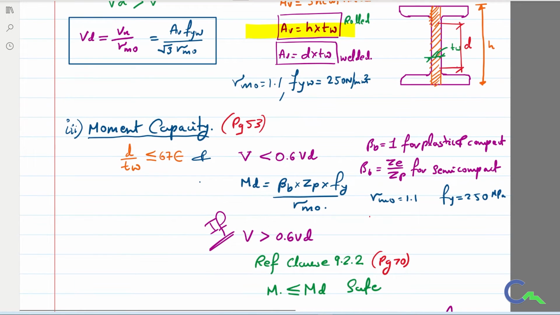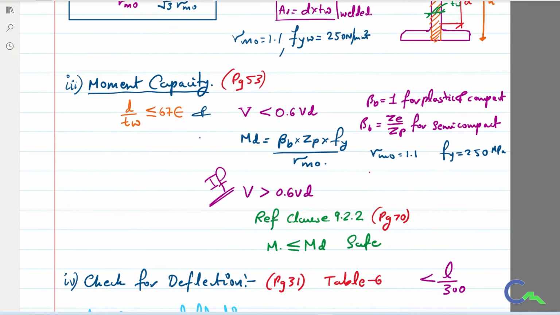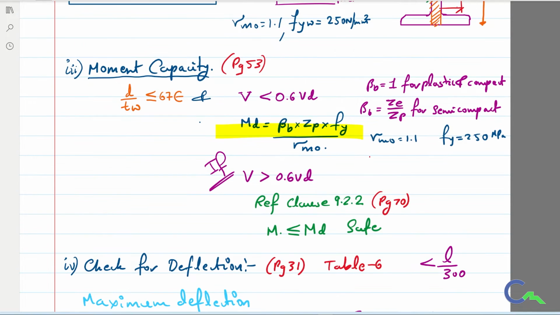So the third check we have to do is moment capacity. For that, again we have to go to page number 53. Same formula you have to use, but we have to see if I want to use that particular formula, whatever the shear force V value should be less than 0.6 times the design shear strength. So if it is satisfied, then only I can use this particular formula. If it is not satisfied, we have to go to clause number 9.2.2, that is in page number 70. So that is the third check we have to do.